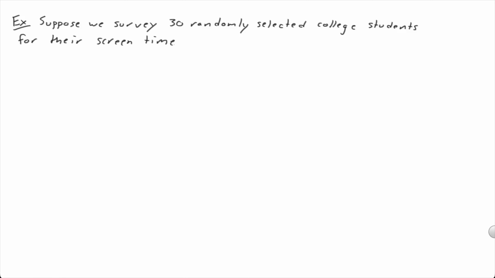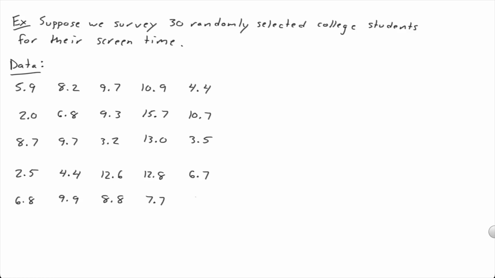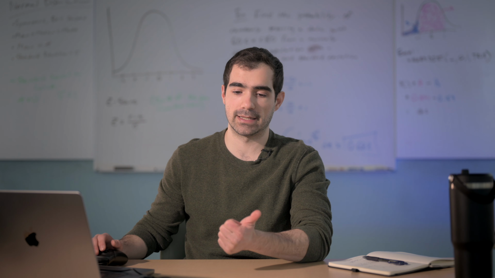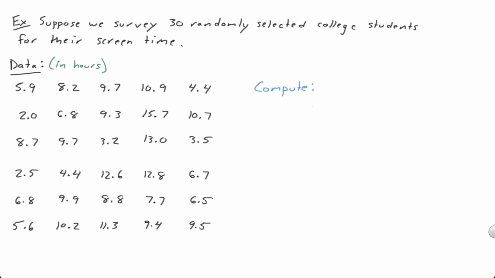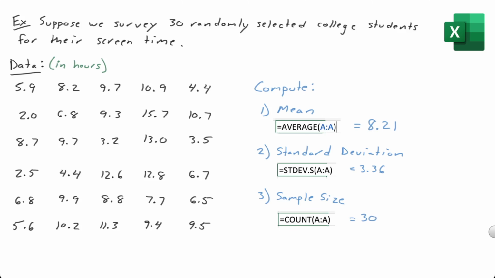Let's actually run a test using our screen time example. Suppose we survey 30 random college students, asking them for their average daily screen time. Here's the data we collect. Each value is their reported average daily phone usage in hours. We'll need a few metrics about this sample in order to move forward with our test, specifically the mean, the standard deviation, and the sample size. And we can calculate each of these in Excel. We'll use the AVERAGE function for the mean, the STDEV.S function for the standard deviation, since we are using a sample, and the COUNT function for our sample size.